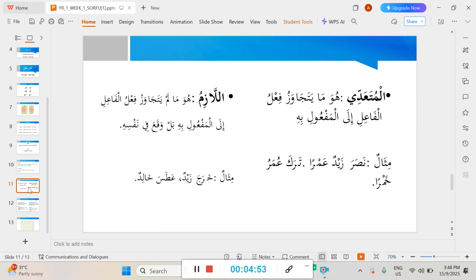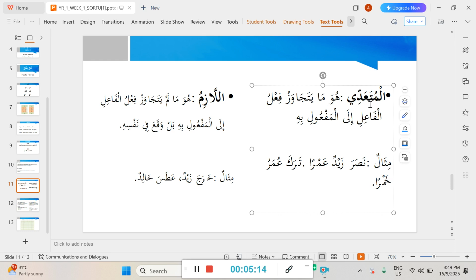Now, let's talk about transitive and intransitive before we end the class. So, al-muta'addi, that is transitive. هو ما يتجاوز فعل الفاعل إلى المفعول به. That is, it is the verb whose action passes from the doer to the object.